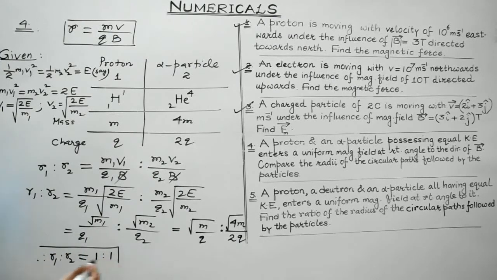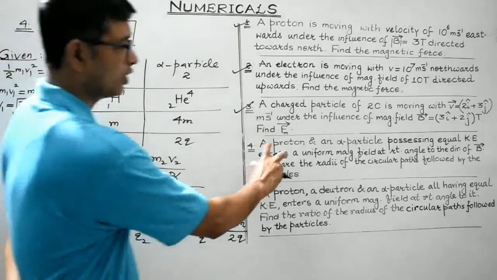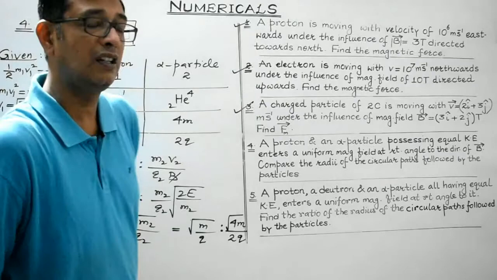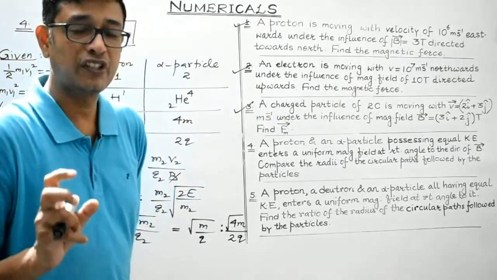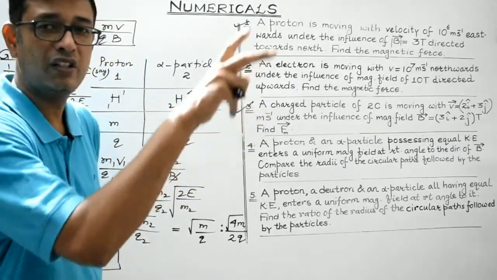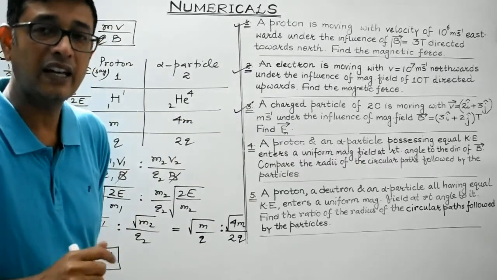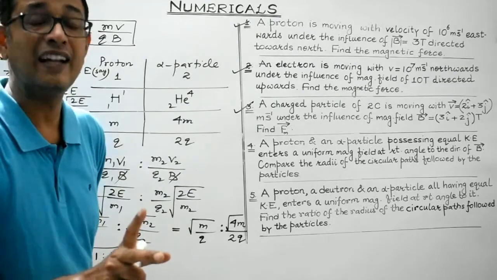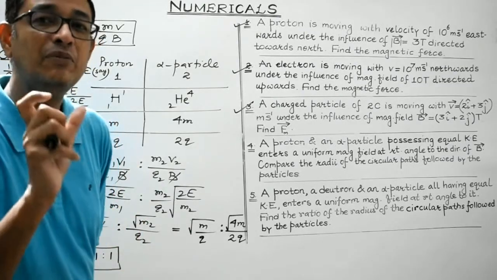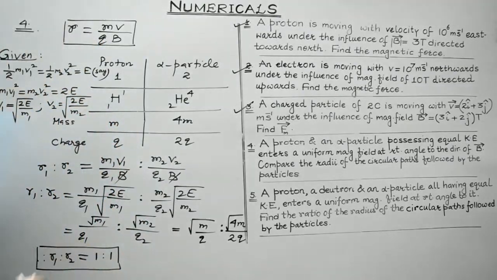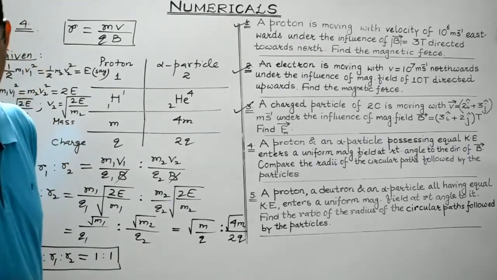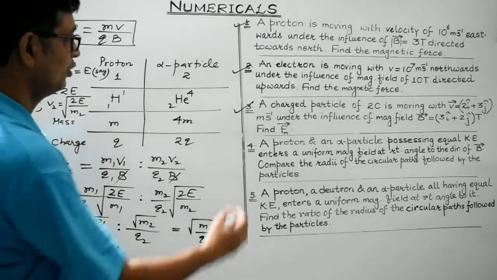So students, this is the answer. As per the given situation, whereby the proton and the alpha particle possess the same kinetic energy and enter a uniform magnetic field in a direction perpendicular to it, both will follow circular paths of the same radius. That is what we obtained. The ratio of the radius of the circular paths followed by these particles is 1:1. So this was a good question.